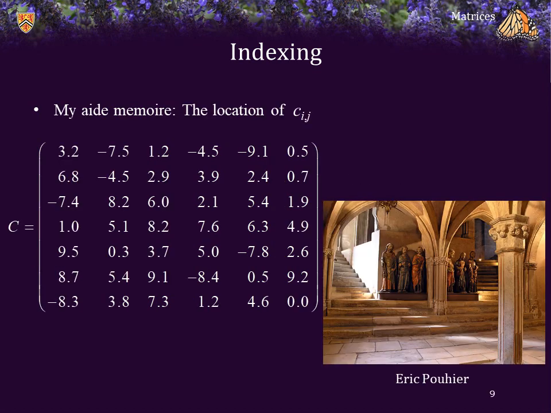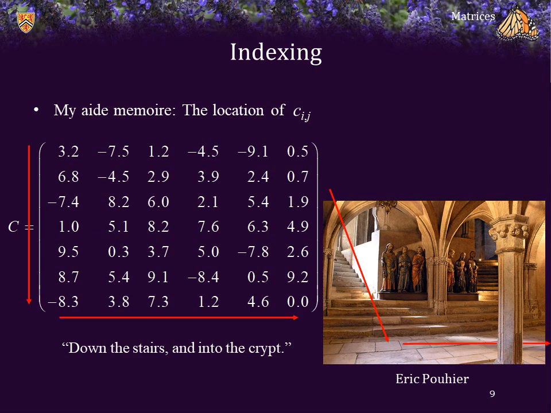Here's my personal aide-memoir for remembering the location of the entry Cij in a particular matrix. The phrase is: down the stairs and into the crypt. So, given the entry Cij, we go down to row i, and then across or into the matrix to column j.